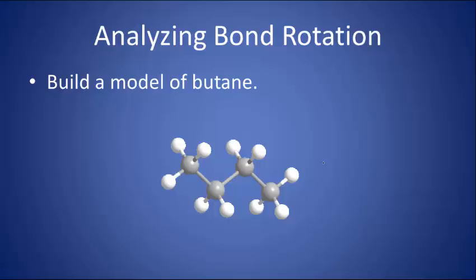So 4 carbon atoms in a chain, 10 hydrogen atoms. Where would you find butane? You can get this in most stores. What product would it be in? Yeah, a lighter. A lighter for a grill, cigarette lighter. You could find butane in those.